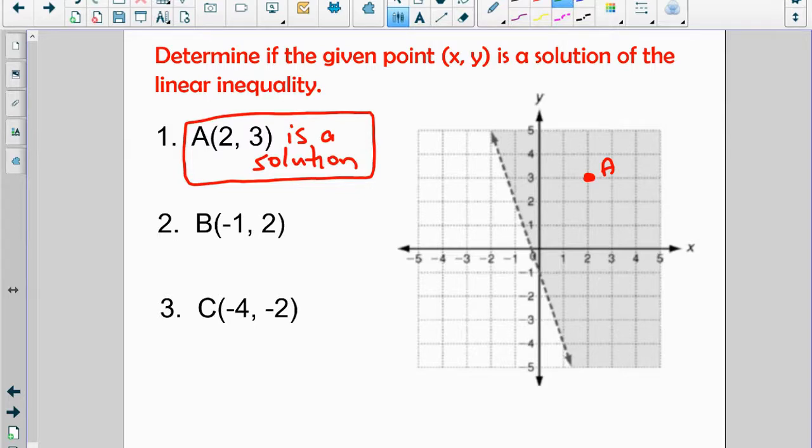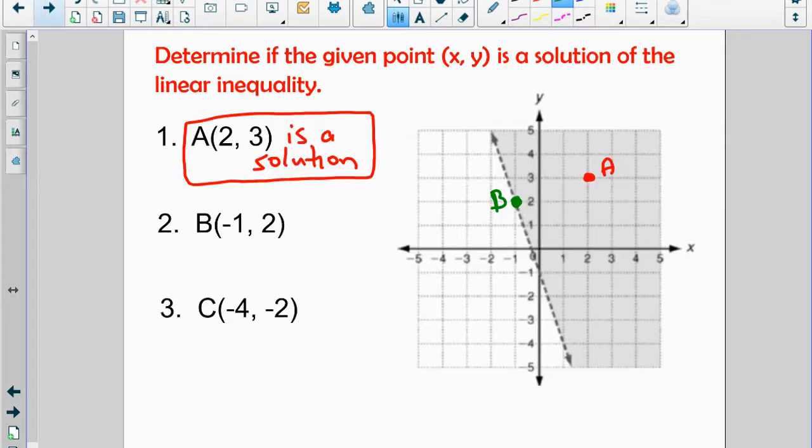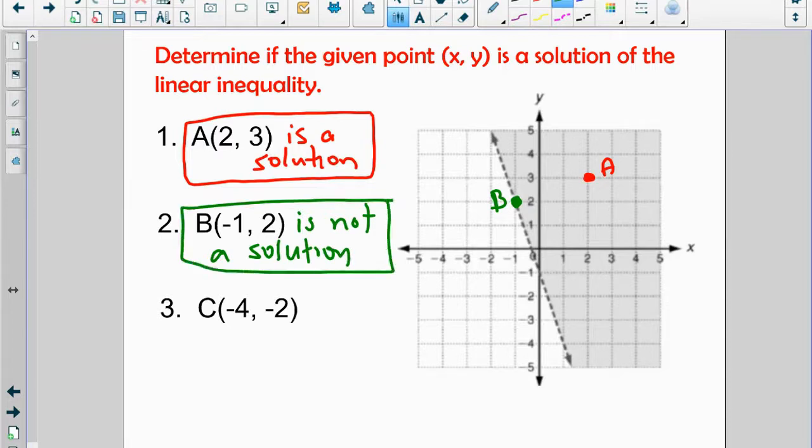Point B is at -1, comma 2. So -1 in the x direction, 2 in the y direction. And I notice point B is right on the boundary line. It's a dashed boundary line. Let's go back to our notes. We said if the ordered pair lies on a dashed line, it is not a solution. So point B is not a solution. And that's because it was on a dashed boundary line.